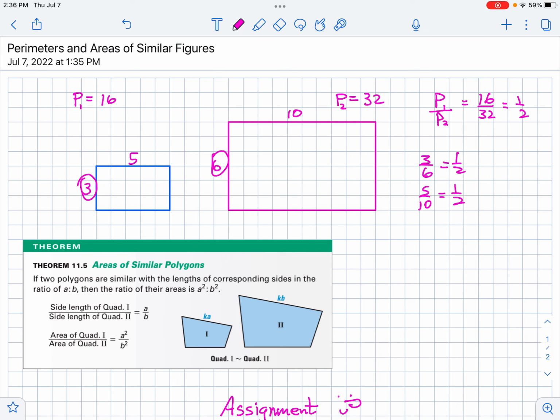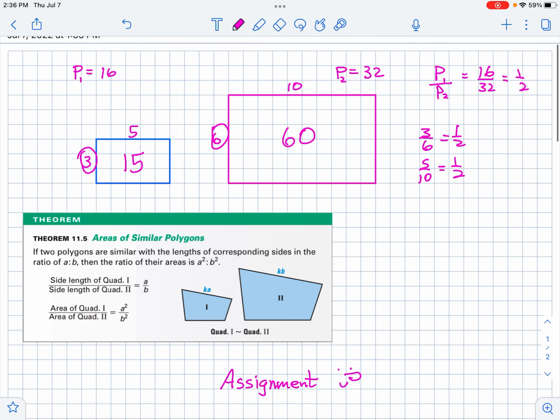Now, what we've not looked at is how the areas compare. So let's look at the areas here. This area is 15, 3 times 5. This area over here is 60. Now, if you look at the ratio of those areas, you get 15 over 60, which is 1/4. Now, that's not 1/2, of course. It's the ratio of the areas.